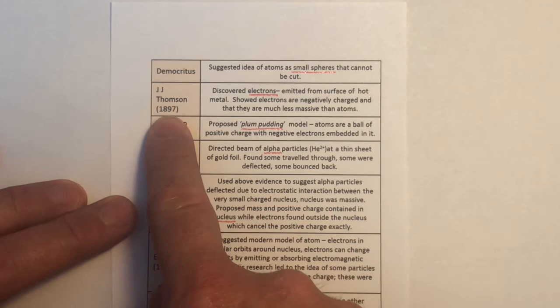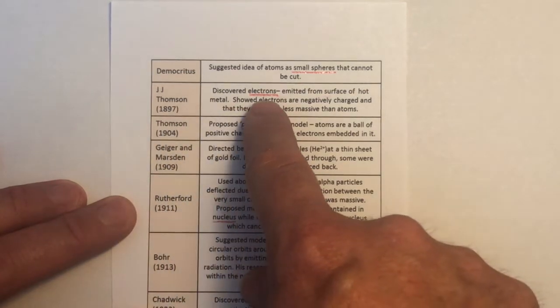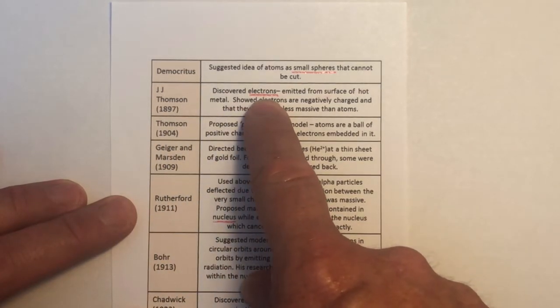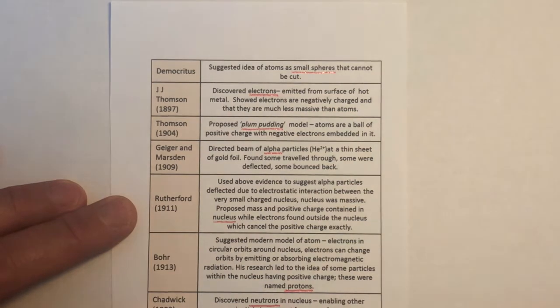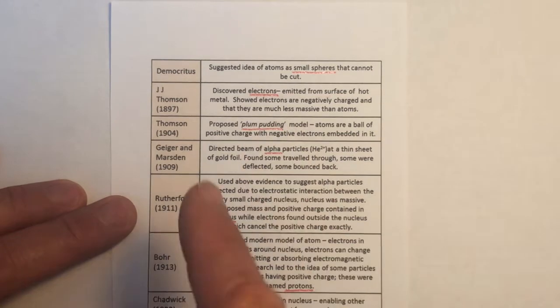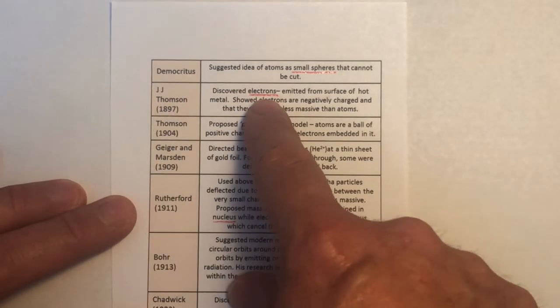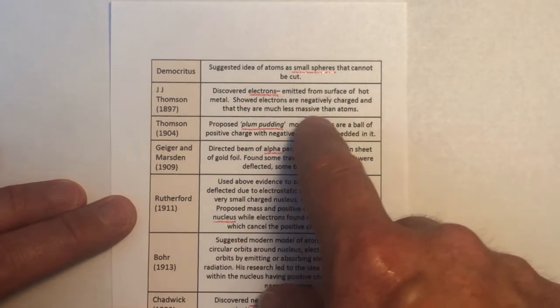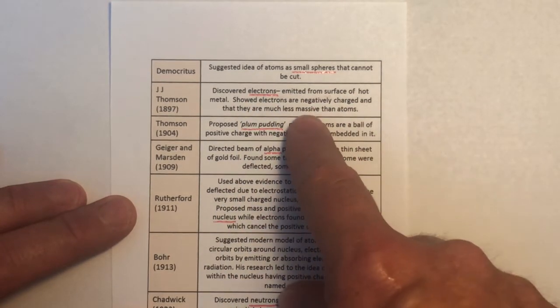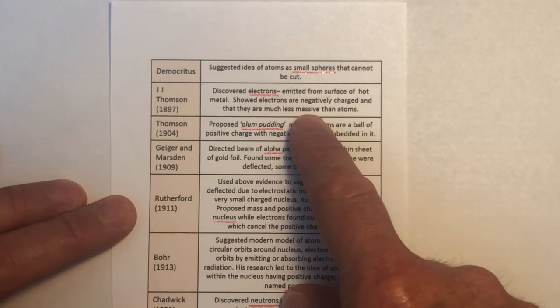J.J. Thomson in 1897 discovered electrons. He was the person who realised there was some negative charge that was quite light, electrons within the atom. So J.J. Thomson discovered electrons and that they were negatively charged and much less massive than atoms themselves.